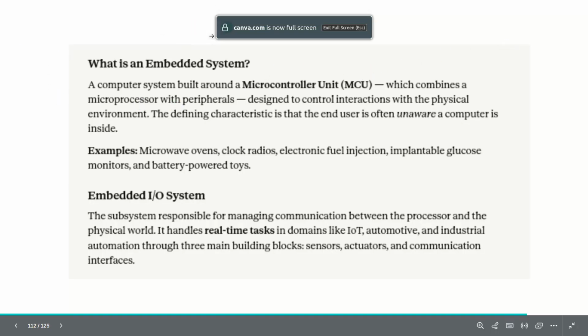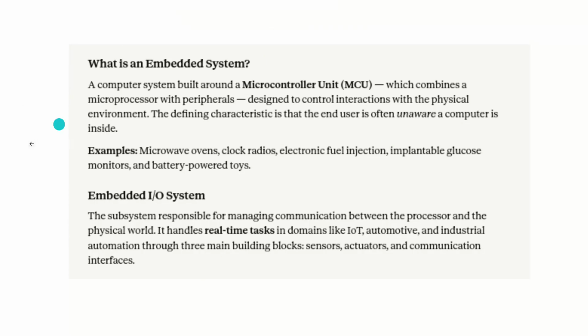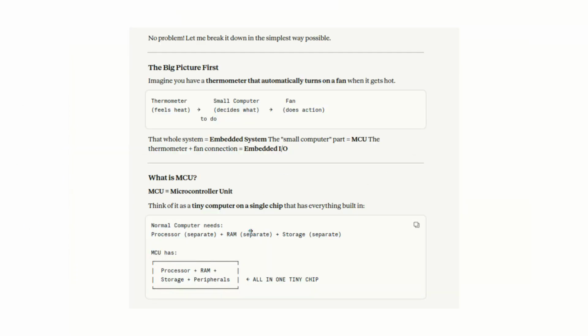Now understand about embedded systems. This is a casual definition, but let's understand what it is through this slide. Imagine you have a thermometer that automatically turns on a fan when it gets hot. The thermometer would make the fan turn on when it feels hot, so there is a small computer that decides to turn on the fan.